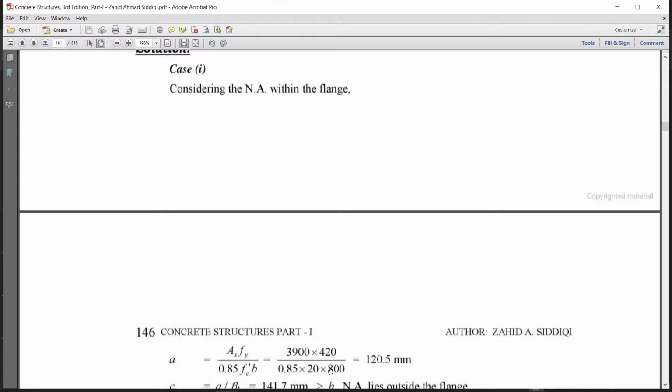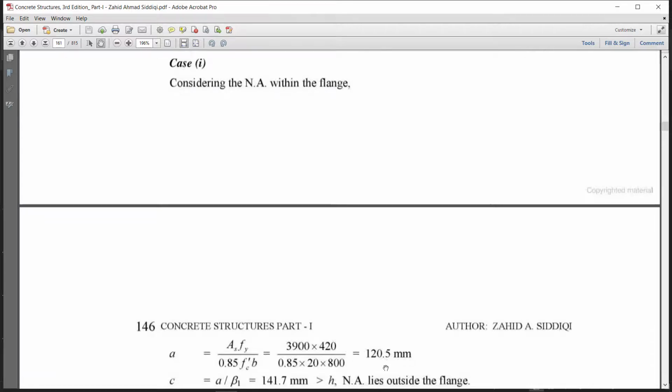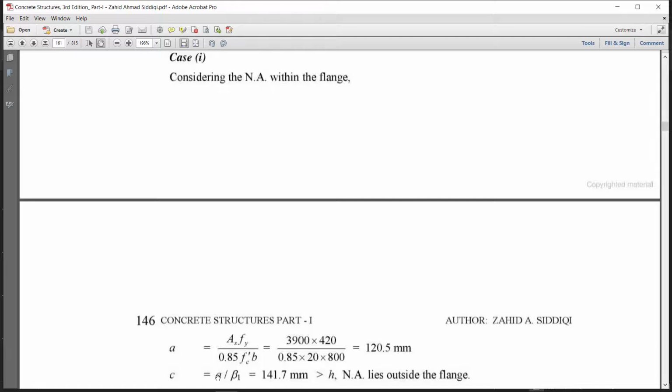We have considered that the neutral axis lies within the flange. So we got the value of a as 120.5 millimeter, and when we calculate the value of c, a divided by beta 1, we got c as 141.7 millimeter. That is greater than H, the thickness of the flange, so the neutral axis lies outside the flange. That means our assumption is incorrect.